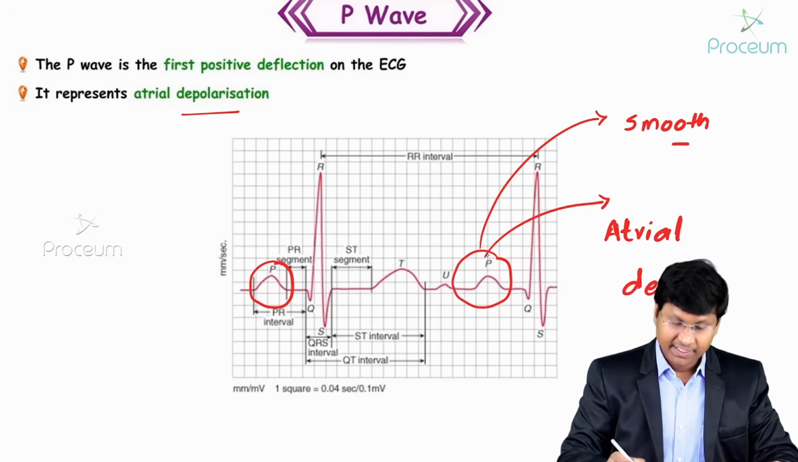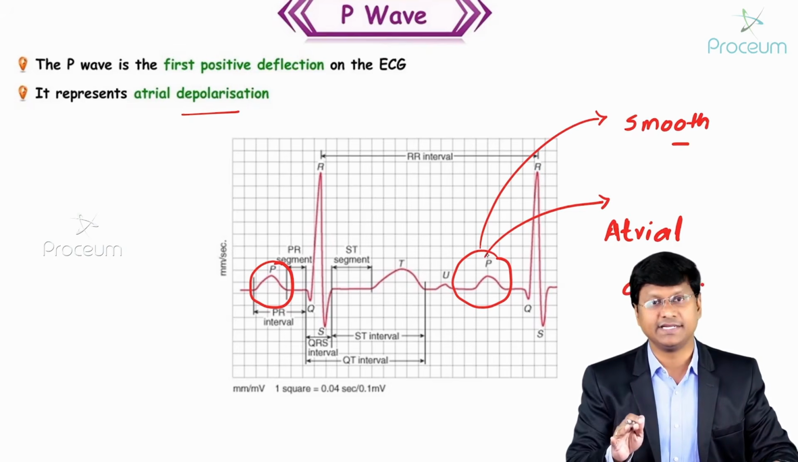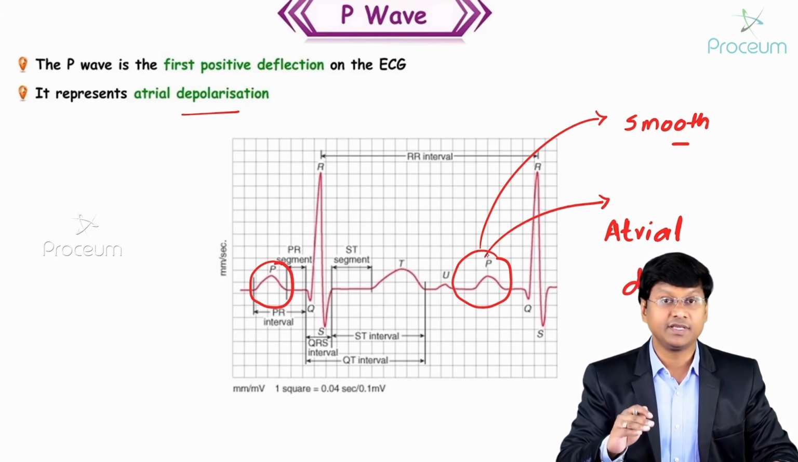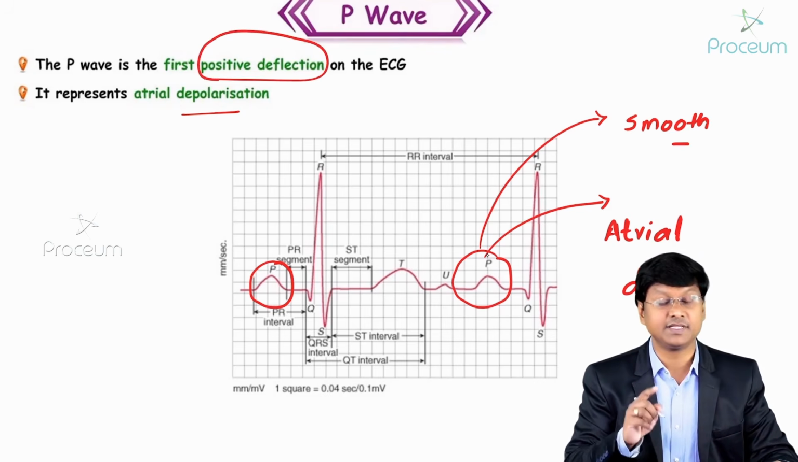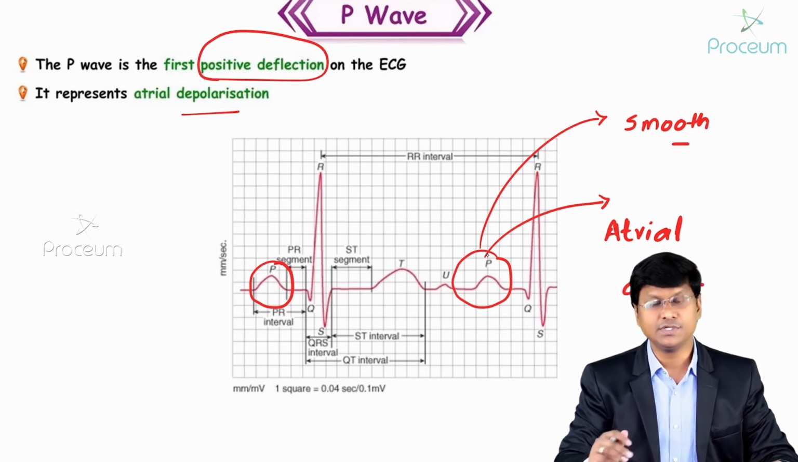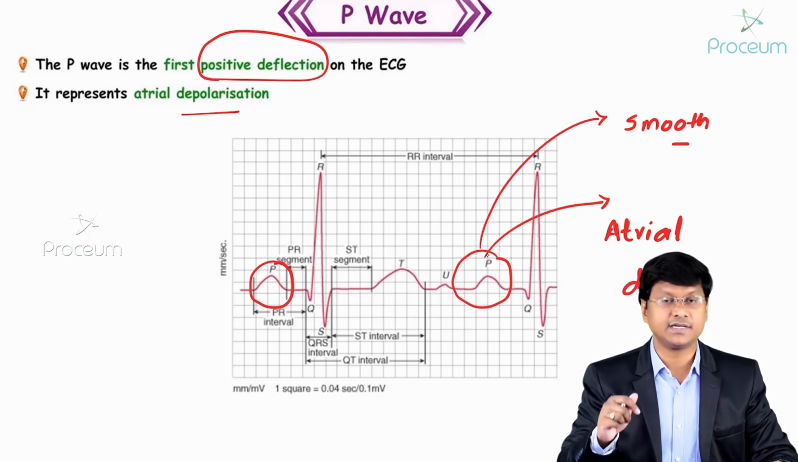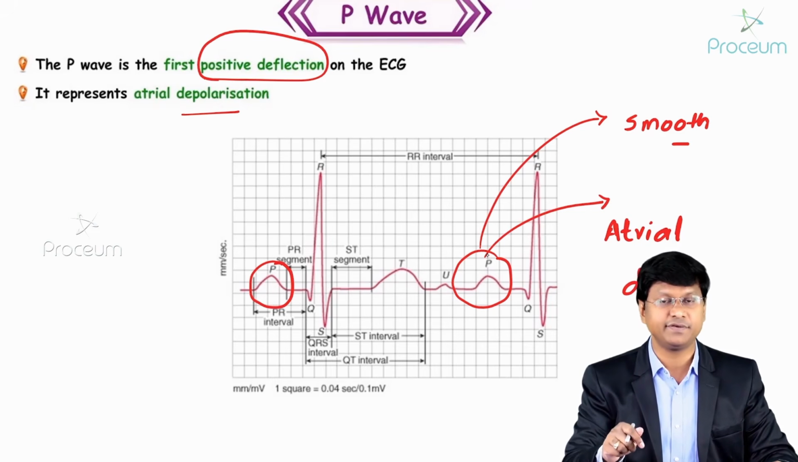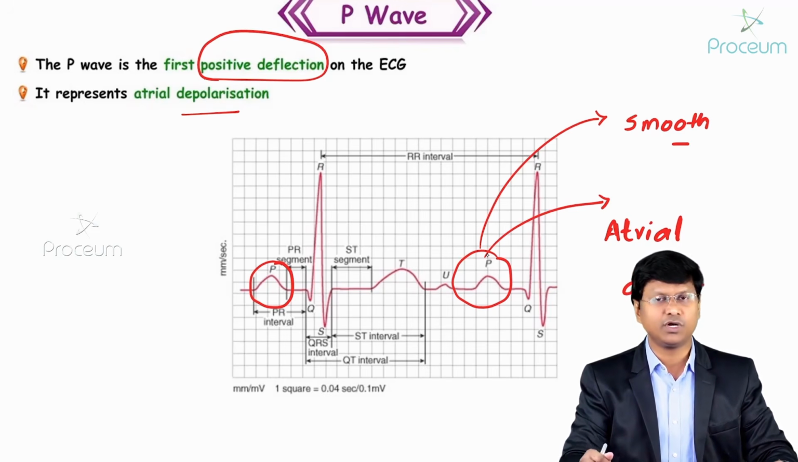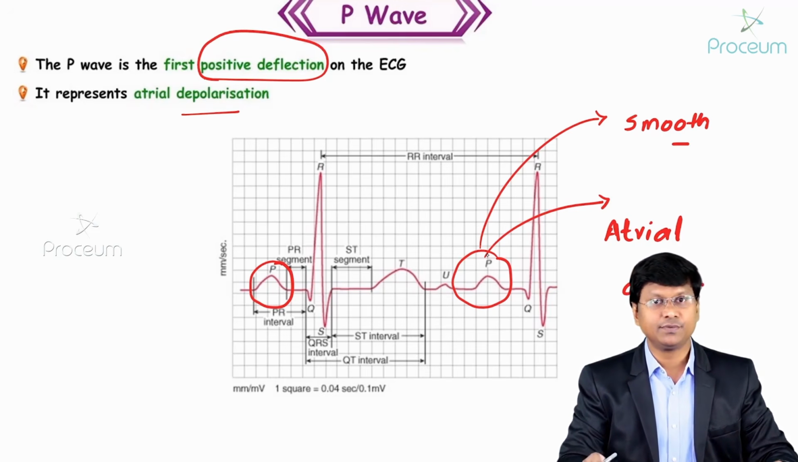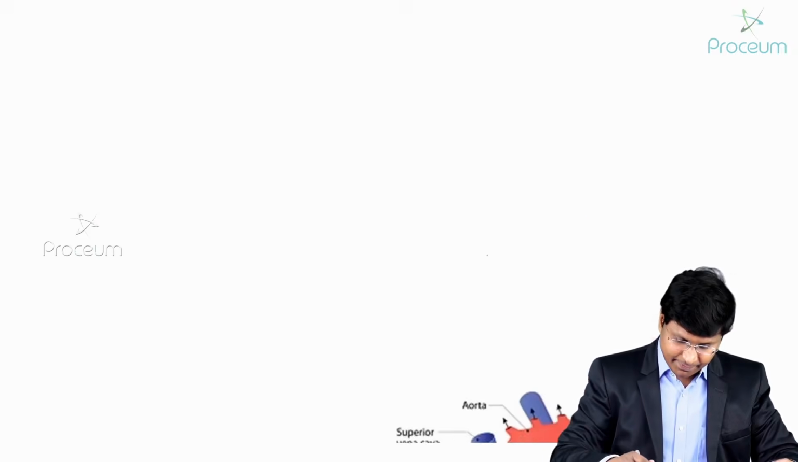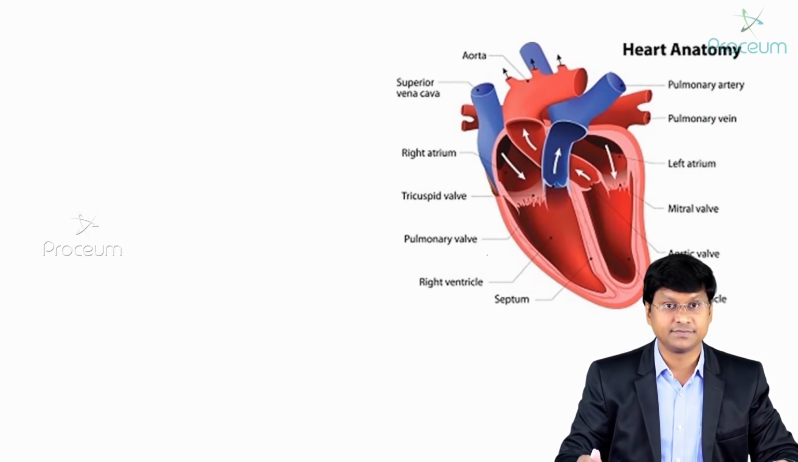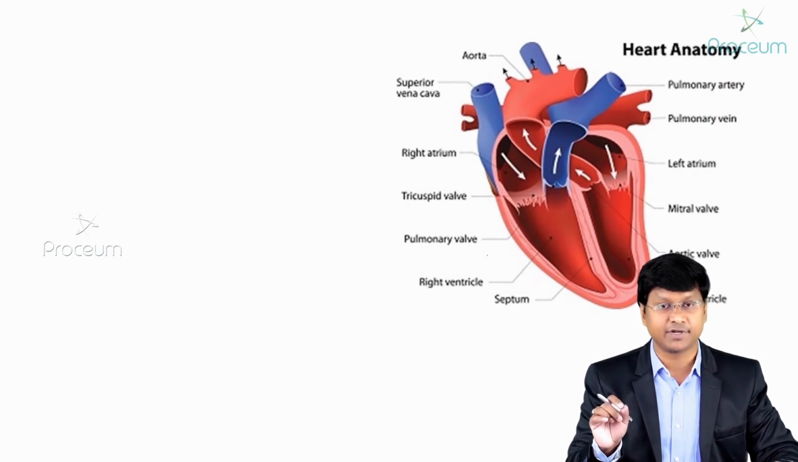What do you understand by the word monophasic? In the sense, the P wave in all the leads has a positive deflection. Now, there are certain exceptions. There are certain leads where you have a biphasic P wave, and certain leads where you have a negative P wave as well. What are those leads? We will discuss. The P wave represents atrial depolarization.